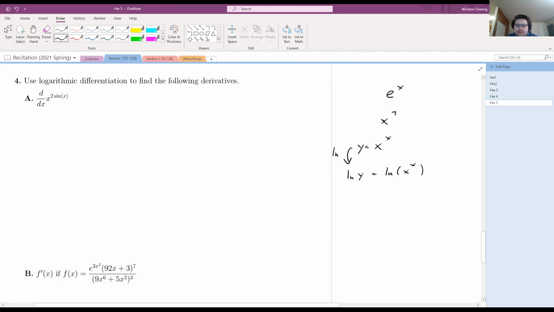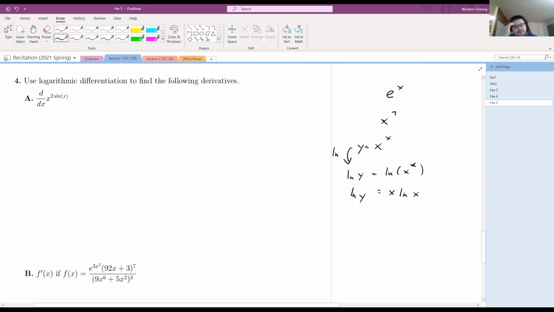And then what you should remember is that certain log properties allow you to pull this exponent out. So we have x ln of x. And now what we have is a product of two functions, so we can use product rule. So we are able to actually take the derivative of this equation. Now, this is something in a section that you haven't covered yet. This is what's it called?